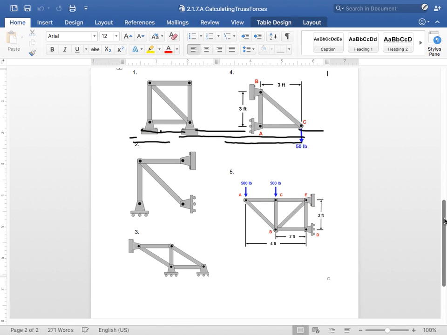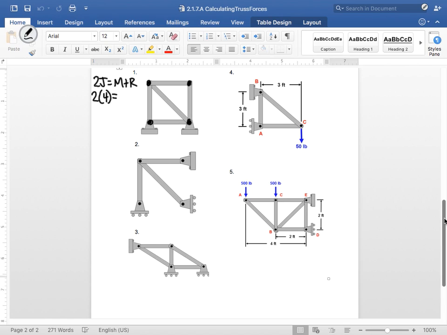So here on number 1, we know that our formula is 2J equals M plus R. J is the number of joints, so we'll count those. That's 1, 2, 3, 4 joints, so it's 2 times 4. M is the number of members or beams, so we have 1, 2, 3, 4, 5 members.